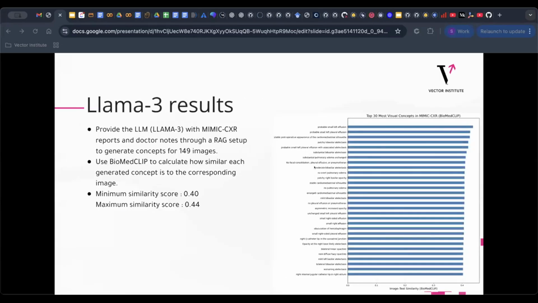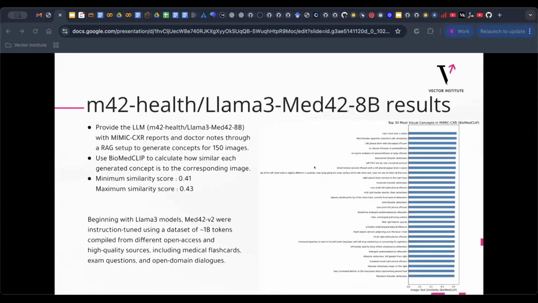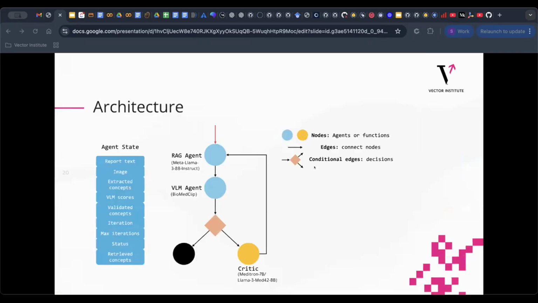These are the results using the Llama 3 models, the top 30 concepts, and the highest similarity score was 0.44. In this case, it was 0.43, but most of the extracted concepts passed the 0.4 threshold. So the last part is the agentic pipeline.